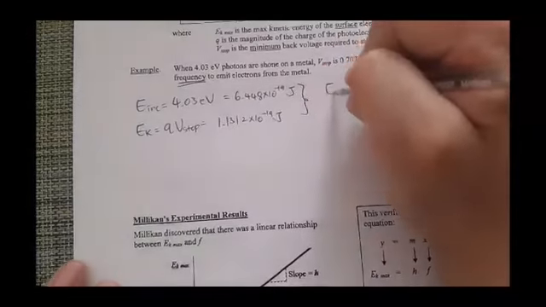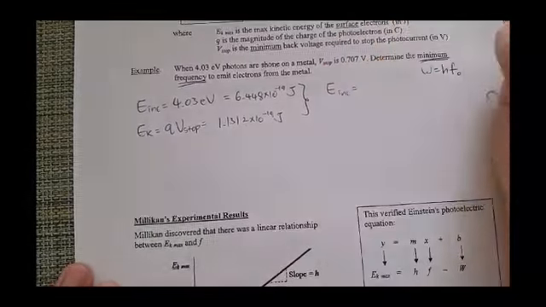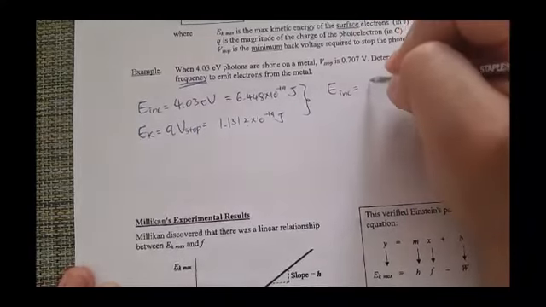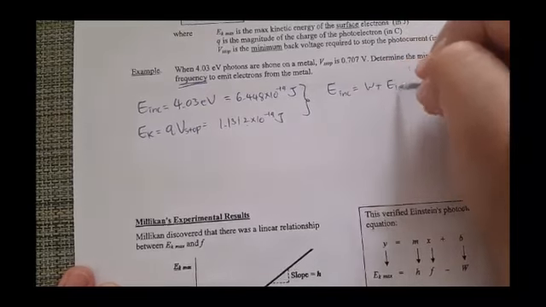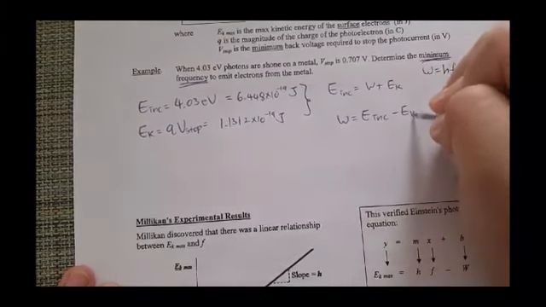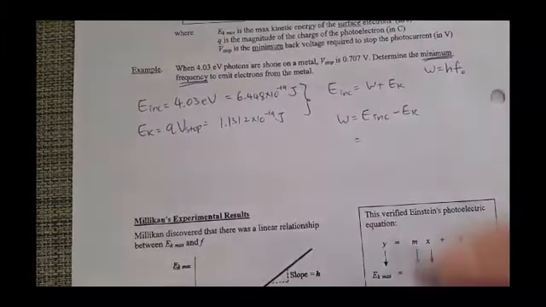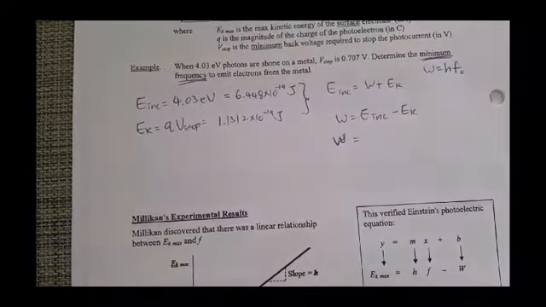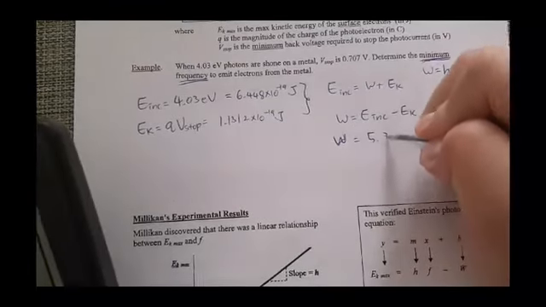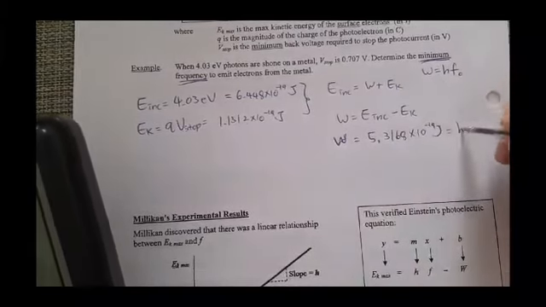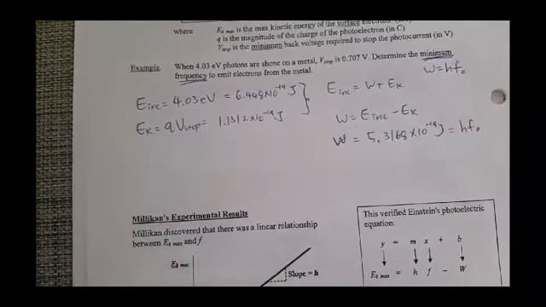Now, you need to understand this. My incoming, so this is a conservation of energy. Incoming energy should be a combination of work function plus EK. Work function, if I rearrange in that perspective, is the difference between those two energies. So work function is equivalent to 6.448 times 10 to the power of negative 19 minus the previous one, which is 5.3168 times 10 to the power of negative 19 joule, and that is equivalent to hf0.